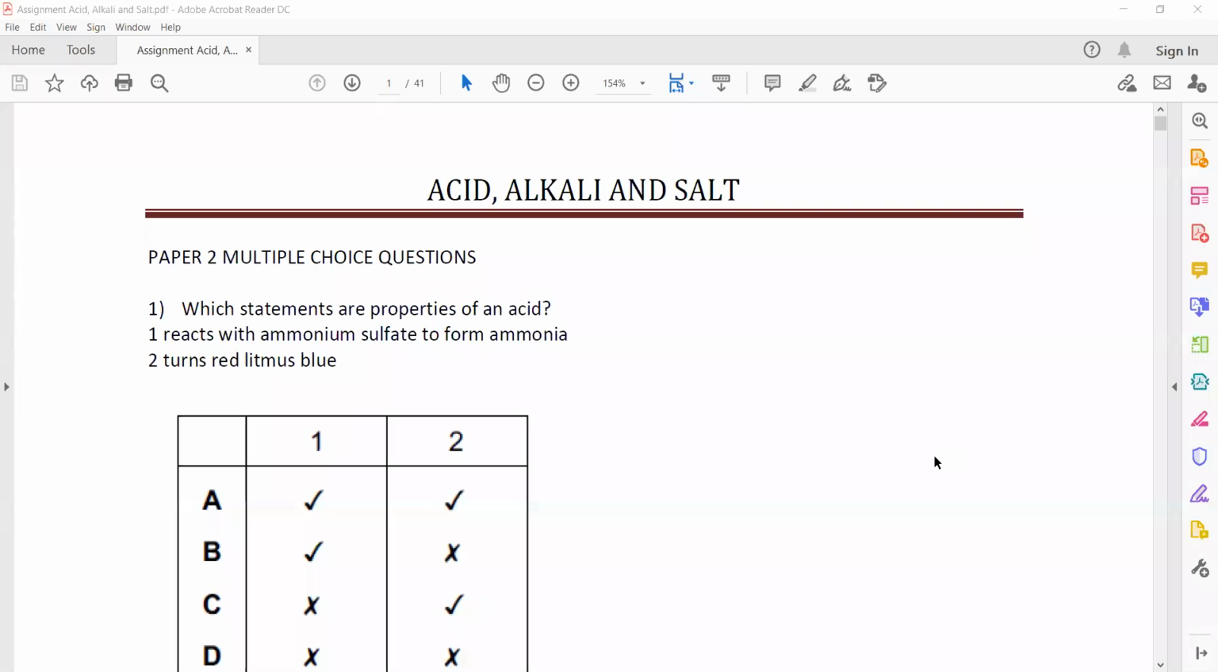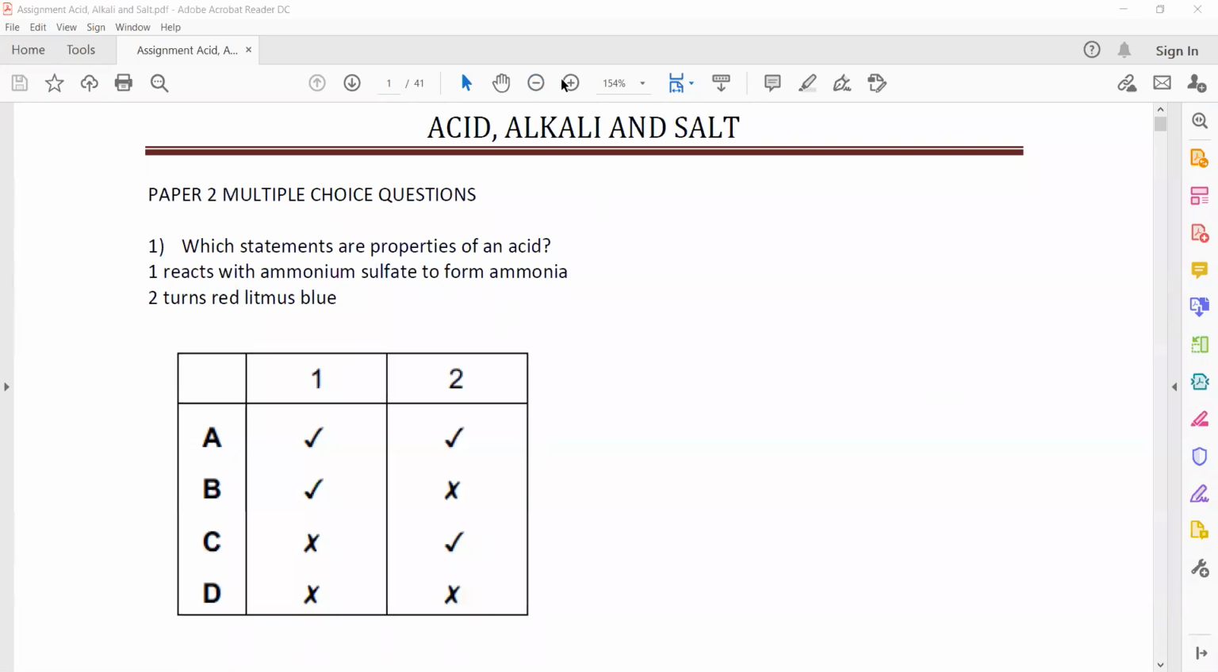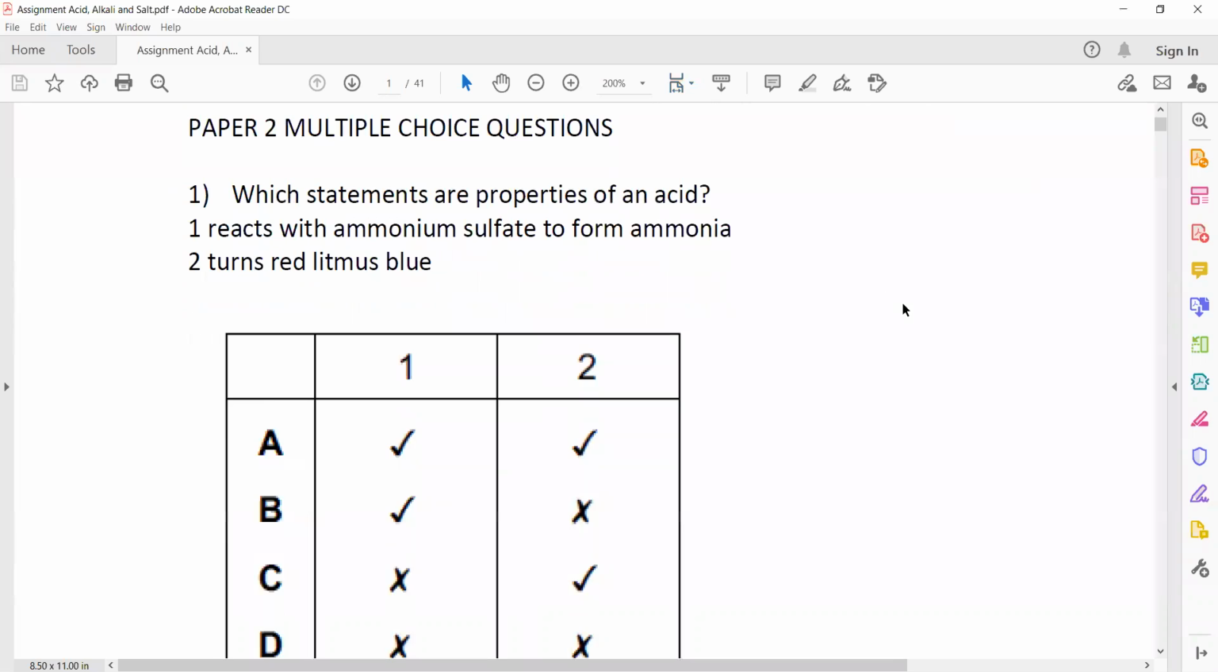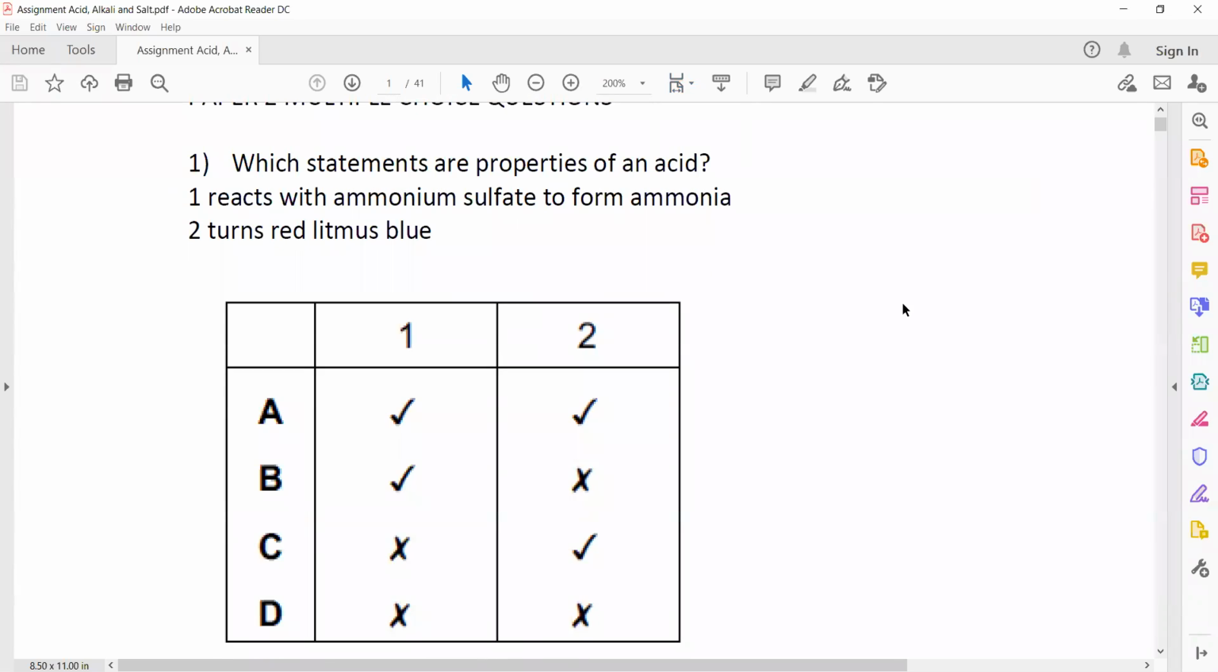Acid, which we discussed. The question is, which statements are properties of an acid? Number one, reacts with ammonium salt to form ammonia. Only four reactions of acid you discussed. Acid can react with metal oxide, metal carbonate, and metal hydroxide. Regarding the example, I will give that example at the last, when metal carbonate is reacting with acid.